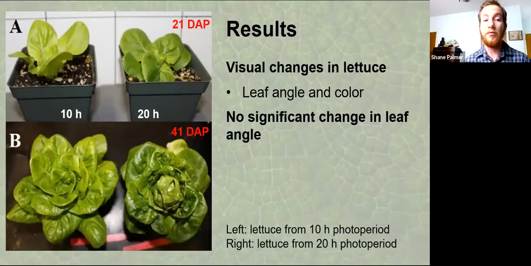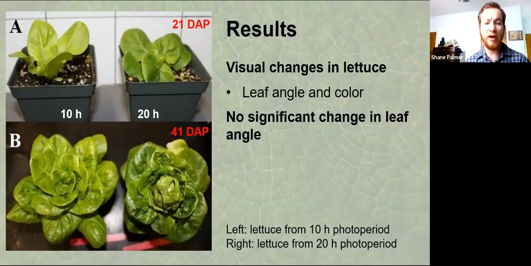Because the difference was so striking, I did collect some data on the leaf angle of the 10-hour photoperiod compared to the 20-hour photoperiod lettuce plants. Surprisingly, though, there was no significant change in leaf angle, at least not at the time that I was able to collect the data. I think that if I had been able to collect it sooner, when the plants were still a little younger, those differences may have been more pronounced, but they seemed to go away a bit as the plants got older.